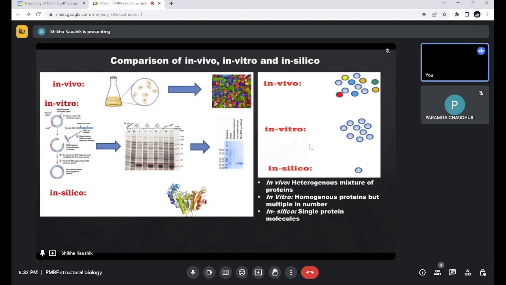There are thousands of proteins that are present. There are not even thousands, but I think millions of proteins present in which that particular protein is getting expressed. So we generally cannot study in vivo. We have n number of proteins out there, but in case of in vitro we do cloning.